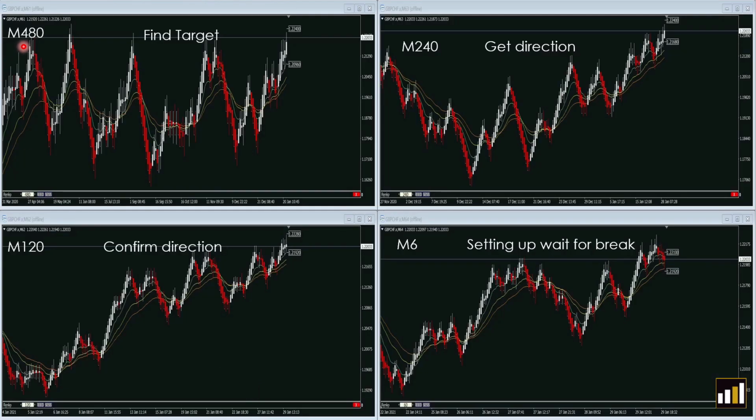On M48, you are looking to find your target. Looking for direction on 240, confirming direction on M120, and your M6 setting up and waiting for a break. And then your entries finally on M3.